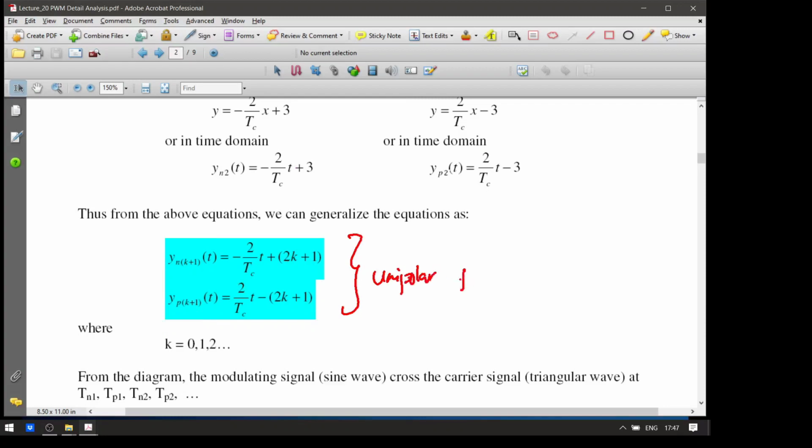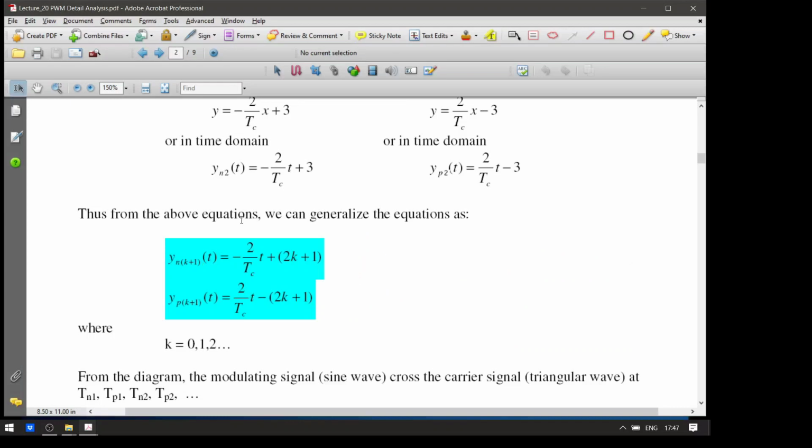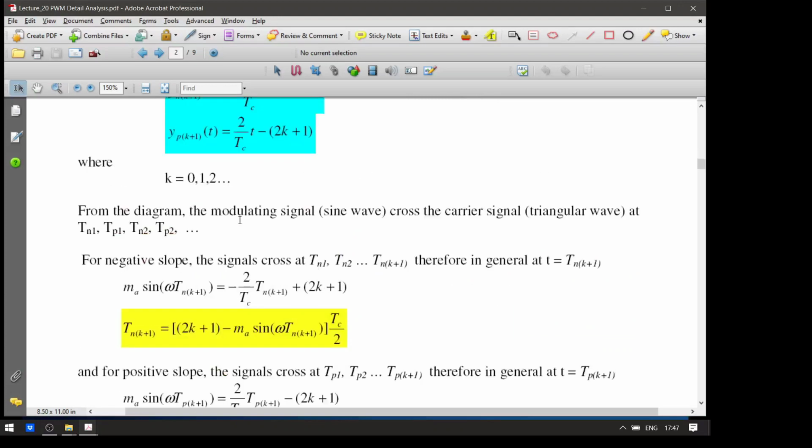So this is only true for unipolar PWM with the W shape form. If you have an M shape, there will be a different equation. You can try that yourself. Please try it. You will get a different general equation for the M shape. Okay, so once you get the idea, now we look at the modulating signals.